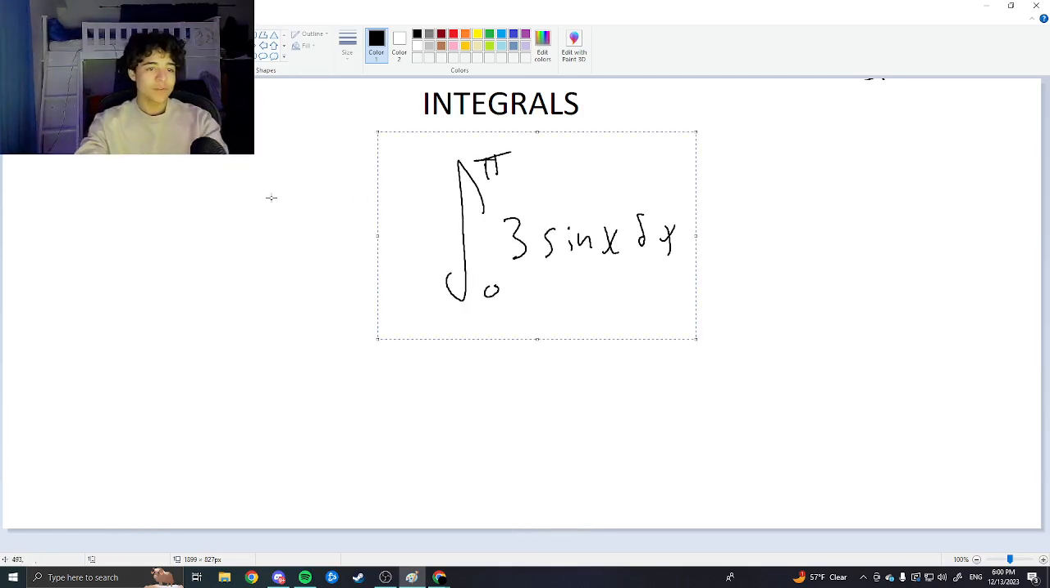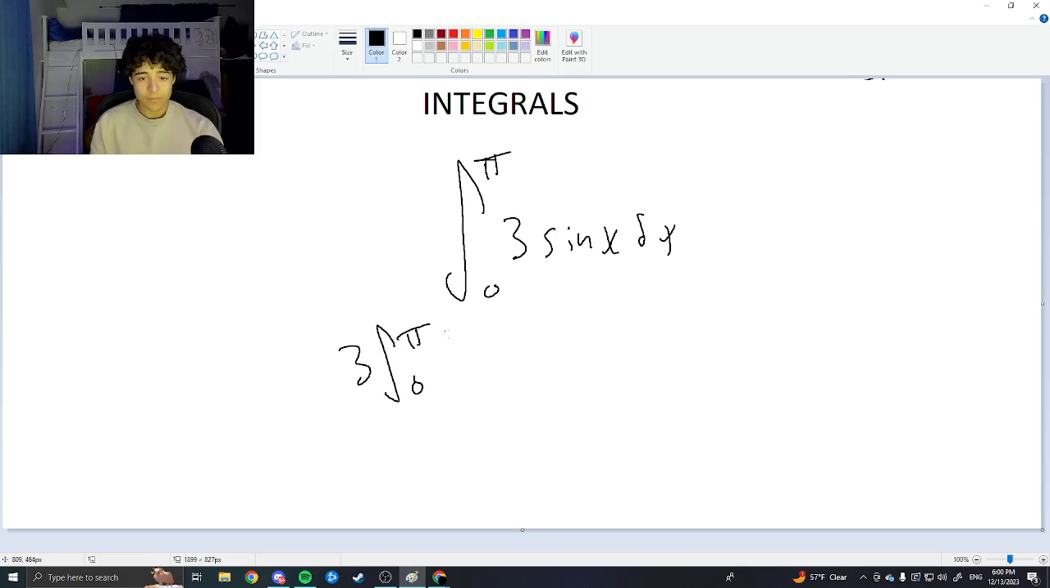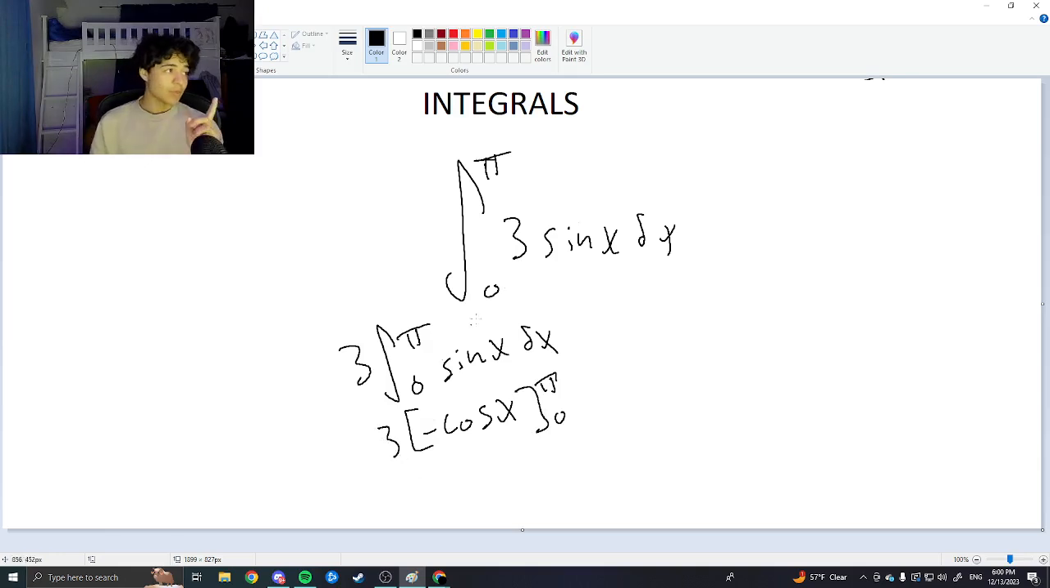For this last problem, we're looking at the integral of 3 sine x dx. If you remember, when you're multiplying by a constant, you could just bring it to the outside and do it last. So that means that we have 3 integral from 0 to pi of sine x dx. So now you're just integrating sine x like normal, and if you remember, sine x turns into negative cosine x, and we have to plug in our pi and our 0. And we keep the 3.